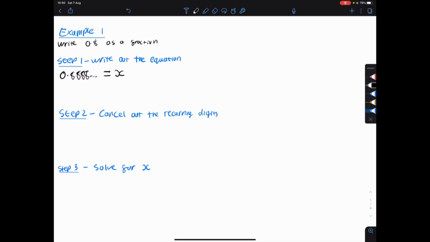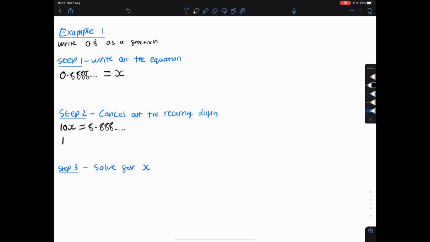Step 2, cancel out the reoccurring digits. This step may vary depending on the question, but with enough practice, you'll be able to see what to do every time. In this case, what we need to do is actually times our equation by 10. So we'll have 10x equals 8.888 and so on, reoccurring. Now, some of you may see what the next step is. We need to cancel out the reoccurring digits. So what we need to do is take x from both sides of this equation.